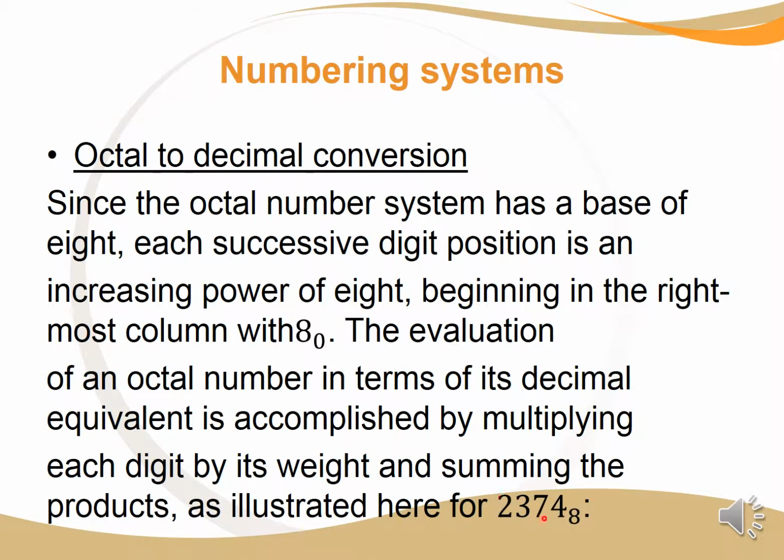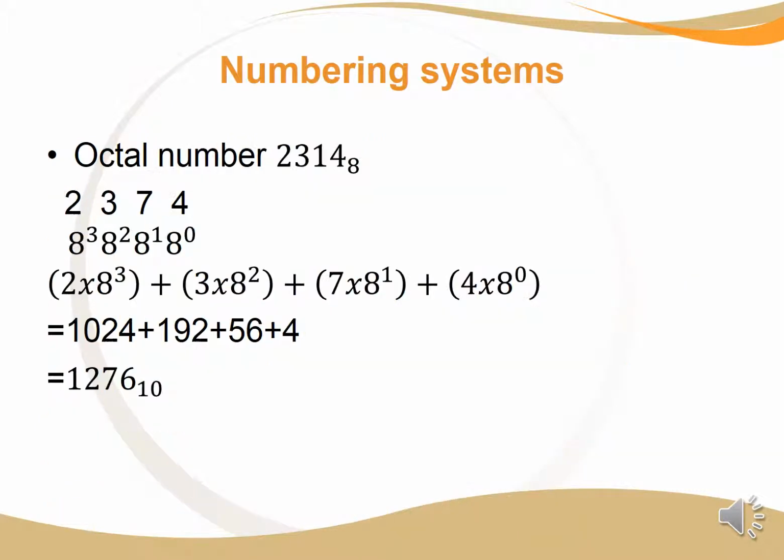Illustrated here, let's have the number 2374 in octal. So 2377, that is a mistake. Let me just fix that. So that is 4. Sorry for that, that's my mistake. So once again, 2374.